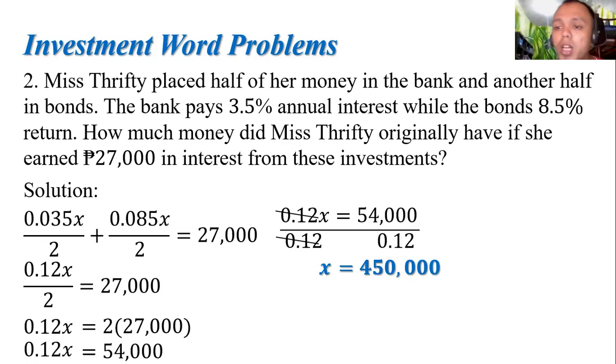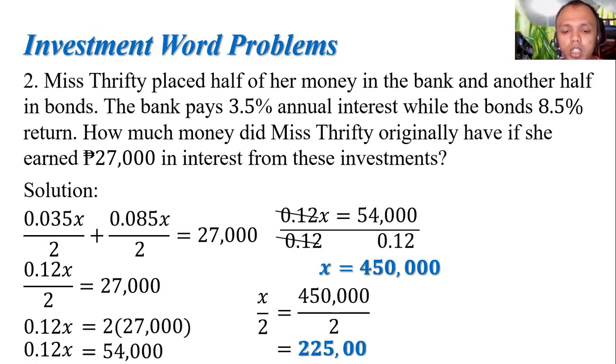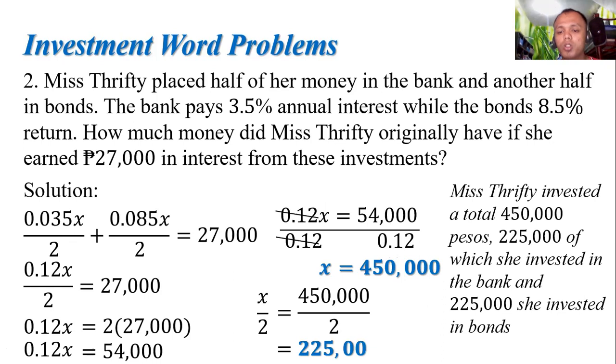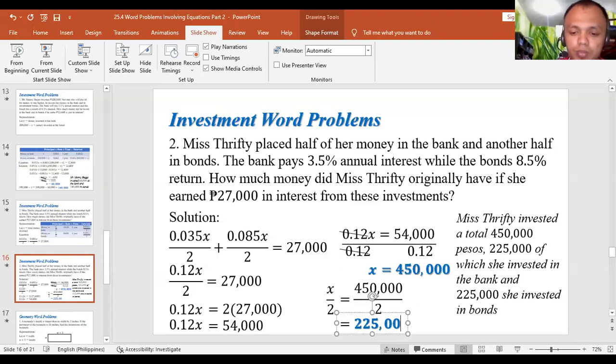Okay, so yung original money niya is 450,000. So sa bank, ang ininvest niya is 225,000 and then sa bond naman is also 225,000. Okay?